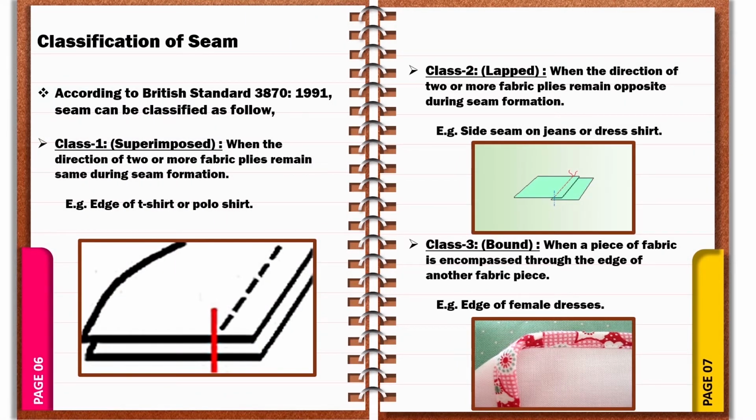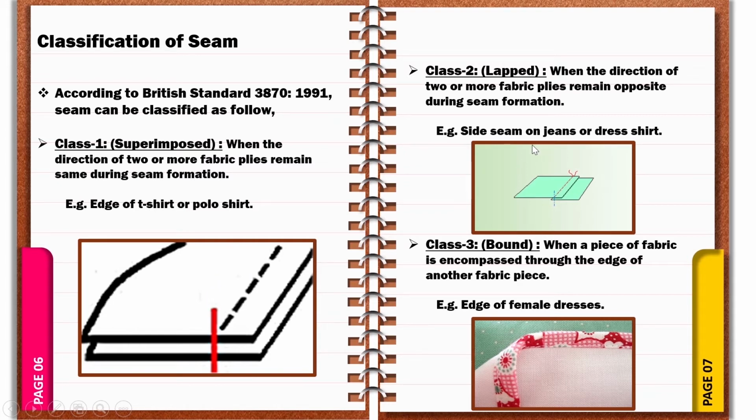Classification of seam. According to the British Standard 3870/1991, seam can be classified as follows. One is superimposed seam, in which the direction of two or more fabric plies should be in the same direction. Here, this fabric ply and this fabric ply remain in the same direction in case of seam formation. So this is a superimposed seam.